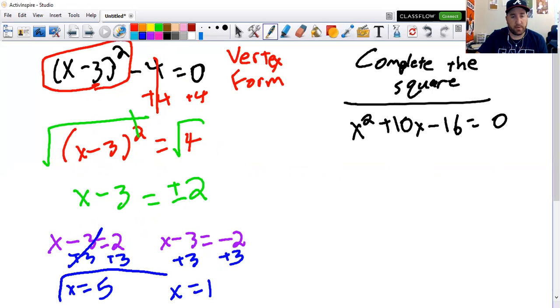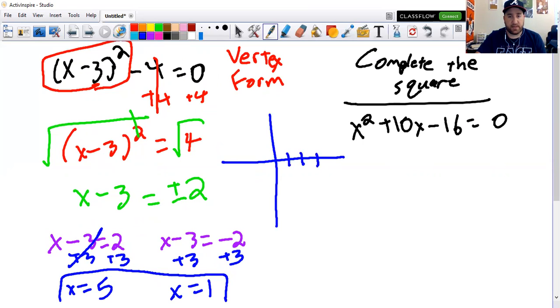Click on that. There we go. So those are my two solutions. Again, if I plug 5 into here, it would cancel out to give me 0. If I plugged 1 into here and did the math, it would cancel out to give me 0. But what this also tells me, again, I had that vertex at 3, negative 4, but it tells me my parabola is going to cross the x-axis at 1 and 5, so it lets me do a slightly more precise sketch of my parabola.